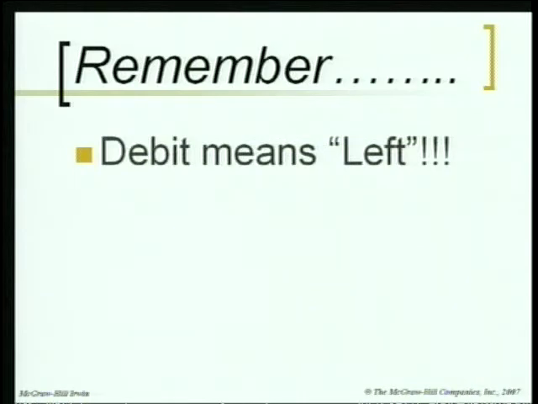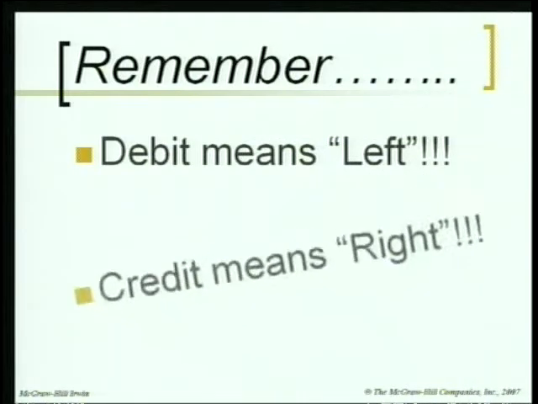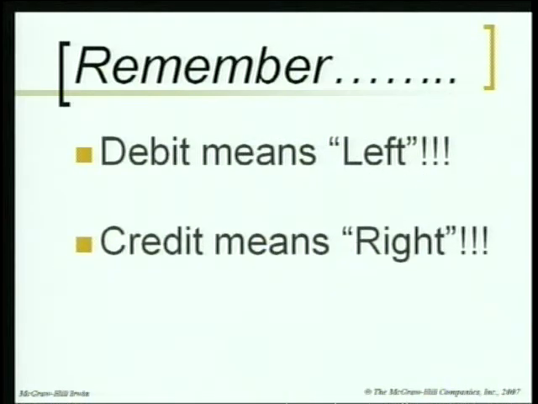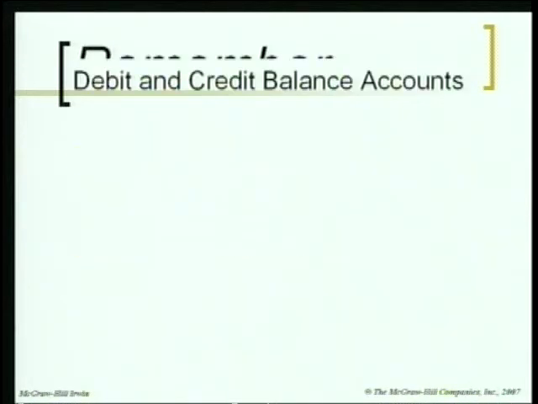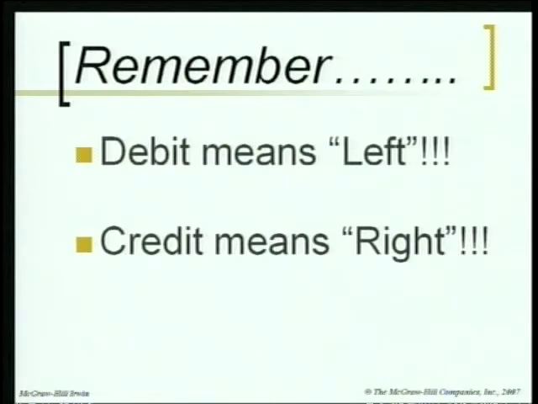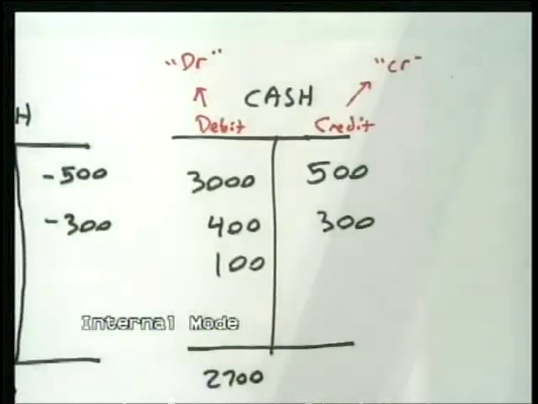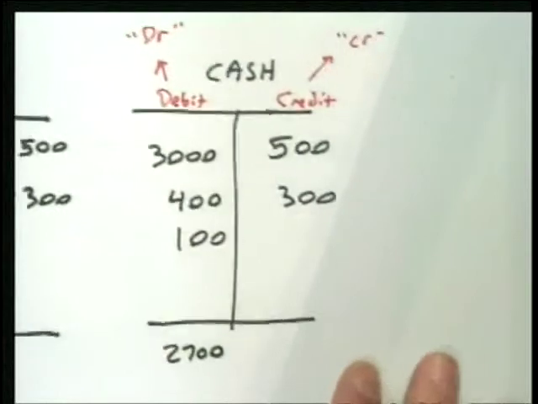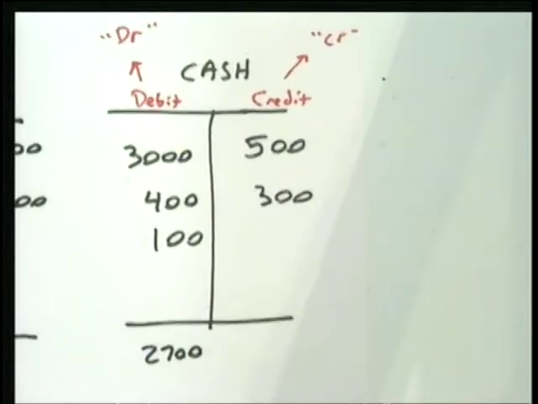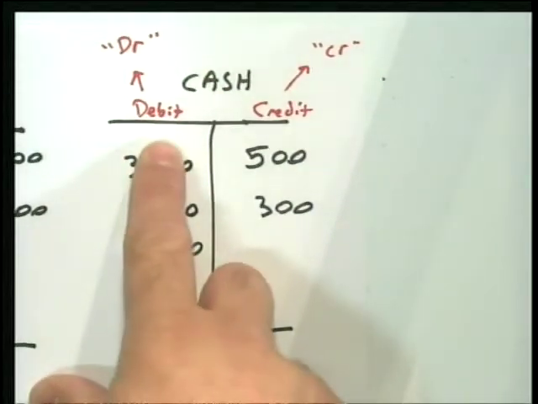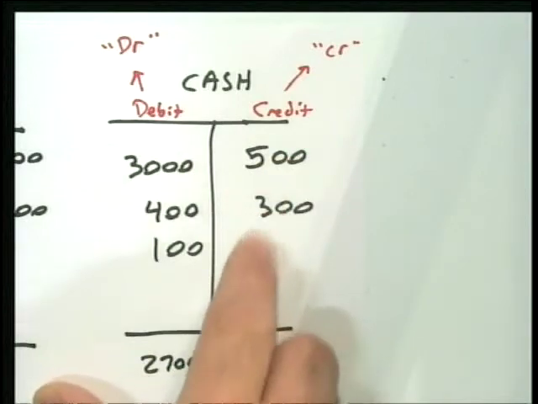Debit means the left side. Credit means the right side. Are you with me? Okay? I know I'm pounding this in. Now, if you go back to the Elmo and look at this T account, by golly, Dave is right. Debit is the left side, credit is the right side.